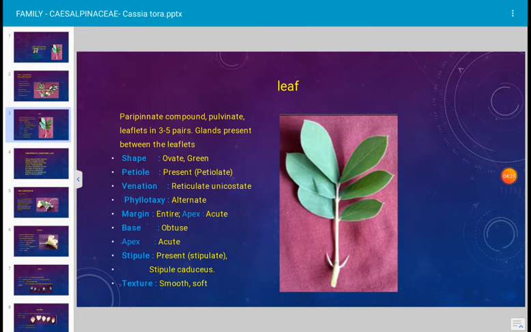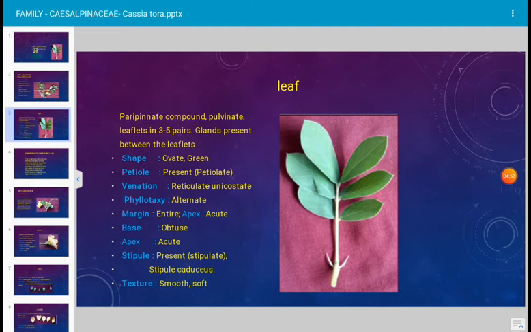Okay. How is the phyllotaxy in the plant? Phyllotaxy, the leaves are arranged alternately on the stem and branches. Okay. It is alternate phyllotaxy. Phyllotaxy means arrangement of the leaves on the stem. It is alternate. Okay. How is the margin of leaflet? It is in continuation. It is entire margin. Entire margin.